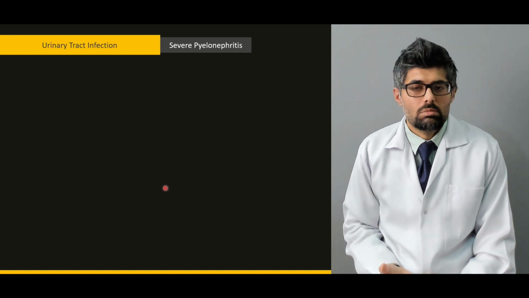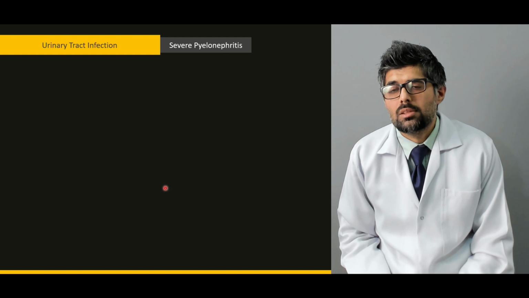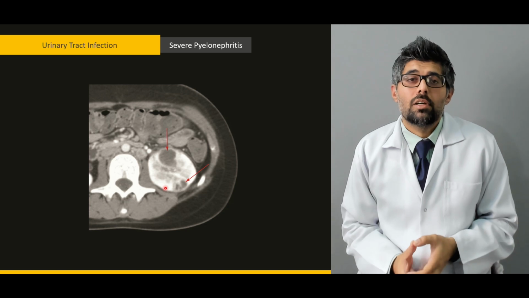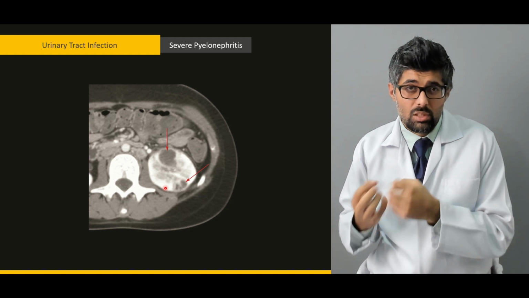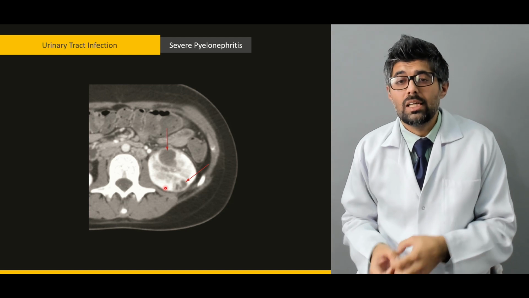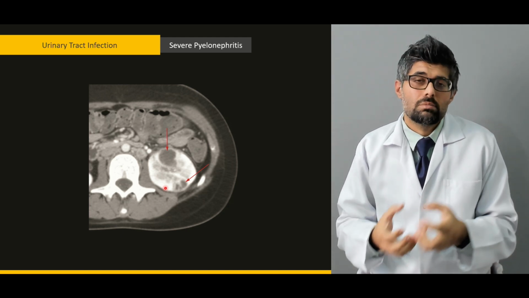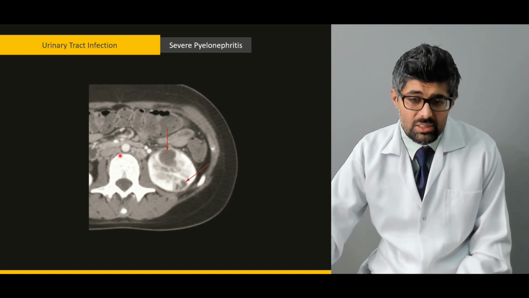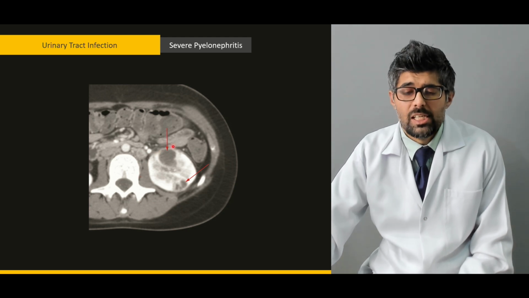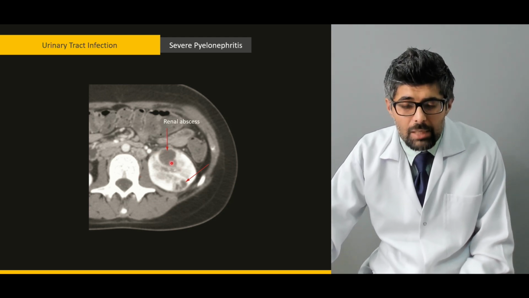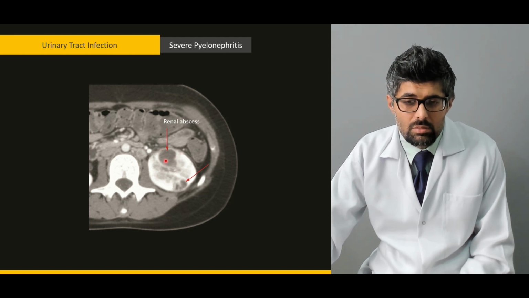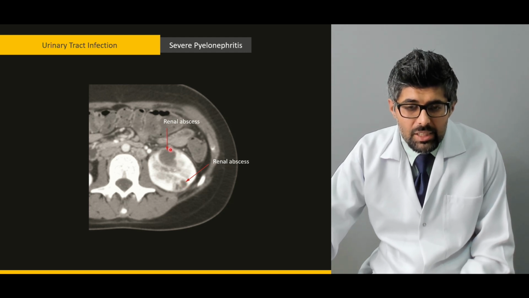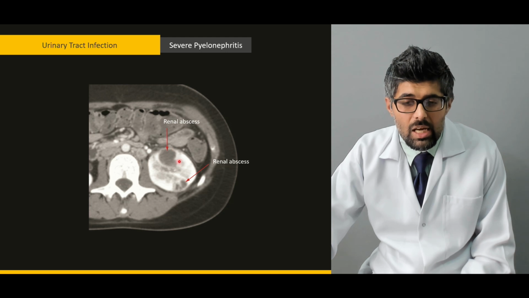Next is severe pyelonephritis. Like I mentioned, the most common and severe complication with the most morbidity is pyelonephritis, that is the infection of the parenchyma of the kidneys. Now, in this CT scan, one can easily appreciate that there is a renal abscess inside the kidney. There are multiple abscesses, and these abscesses have thickened walls.